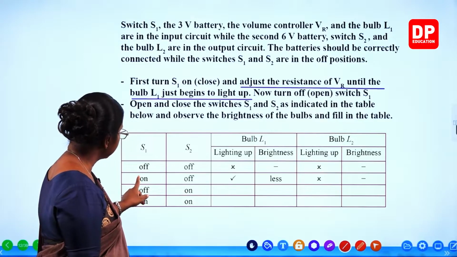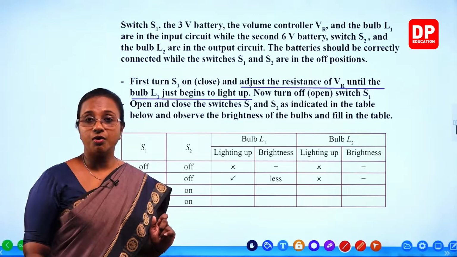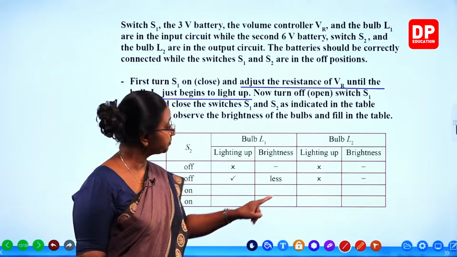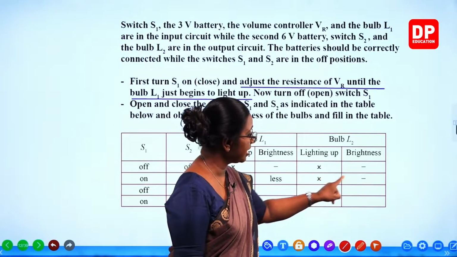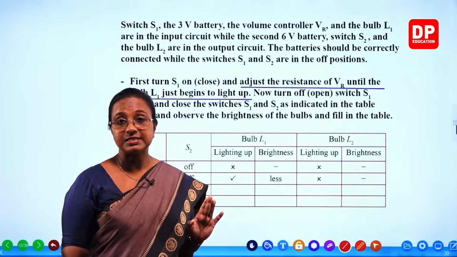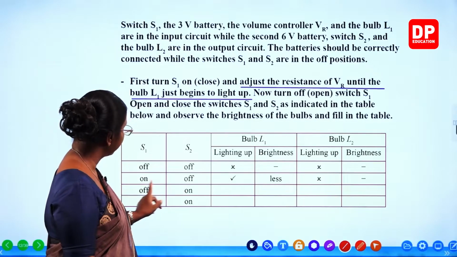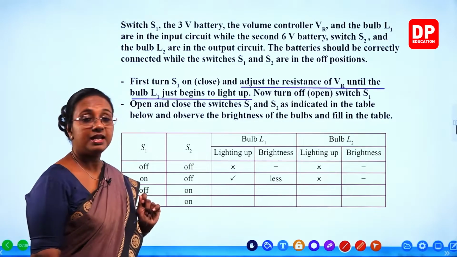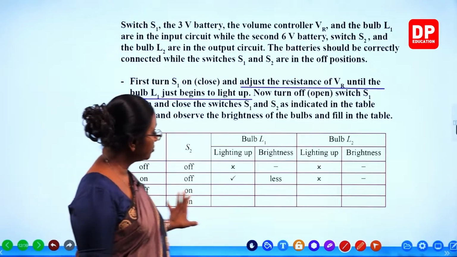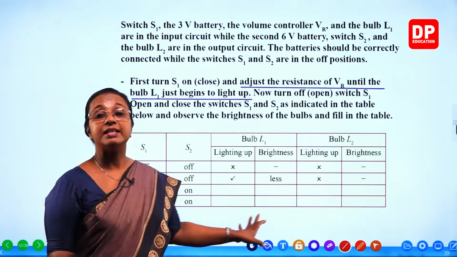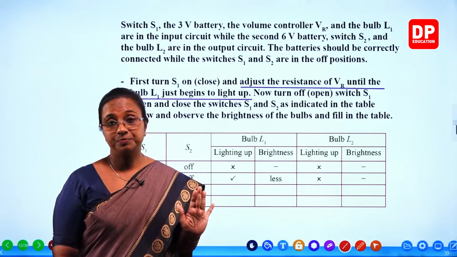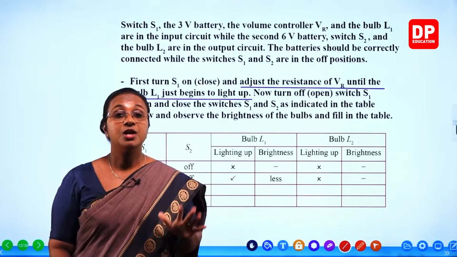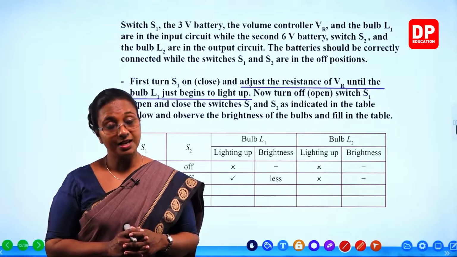Then the second instance, S1 is on, S2 is off. So bulb L1 lights up and the brightness is less. Bulb L2 does not light up and therefore there is no brightness. The same way we have to have S1 off and S2 on. Then both S1 and S2 on. Then you need to observe bulbs L1 and L2 and their brightness and fill up the table. So I am sure you all can understand what we need to do in this activity. So let's go to the lab and do the activity now.